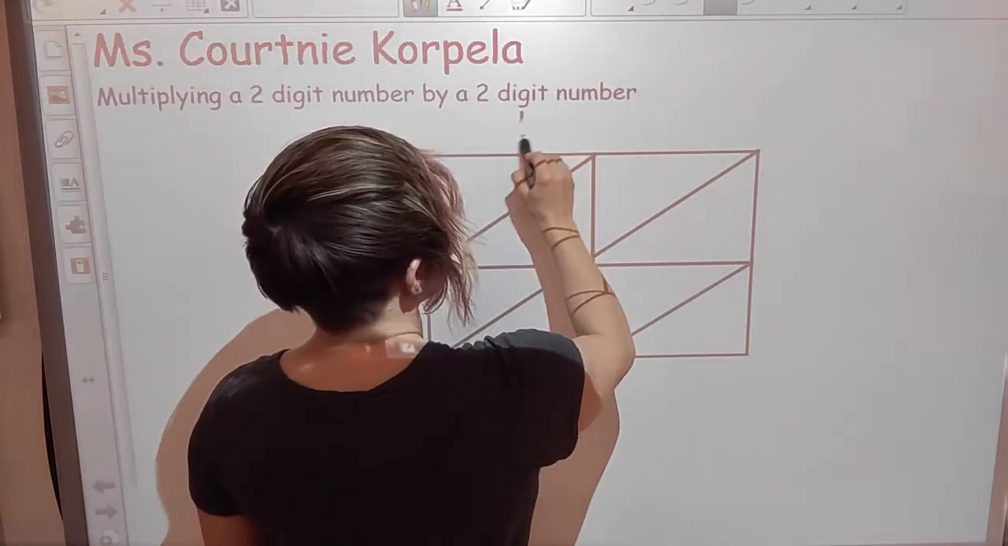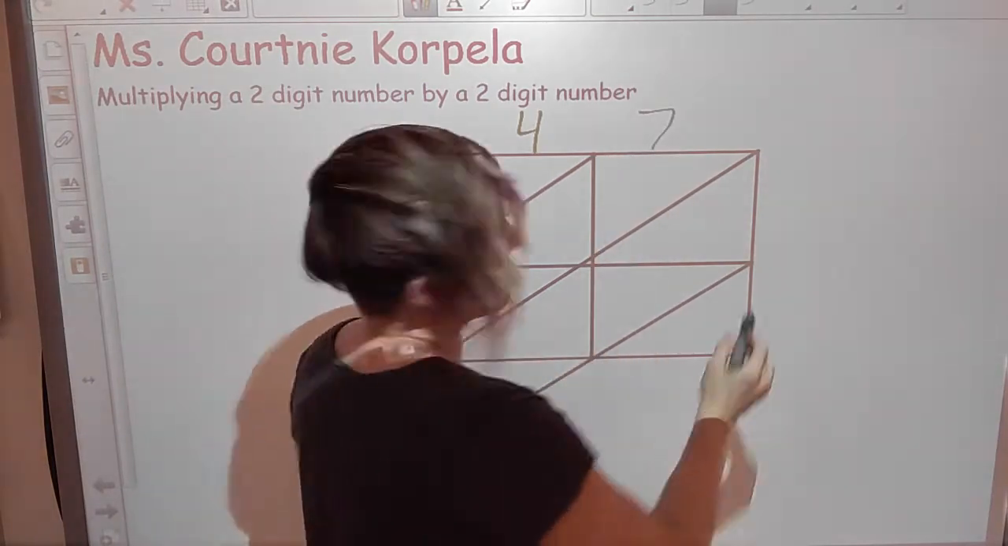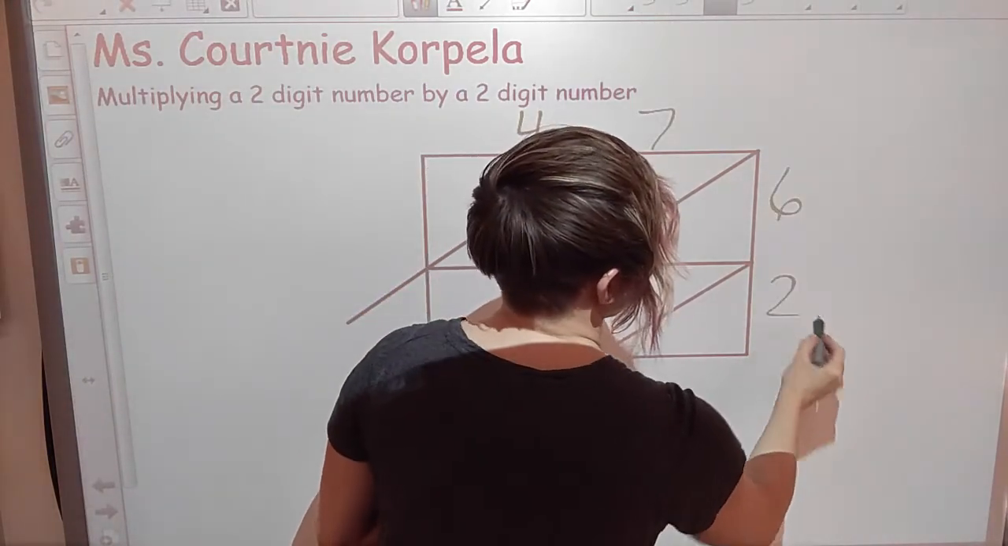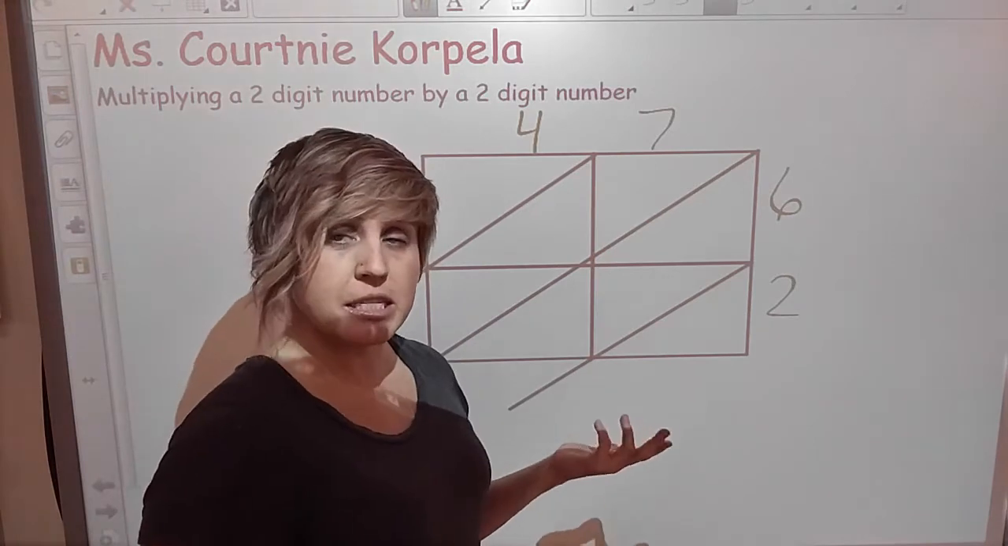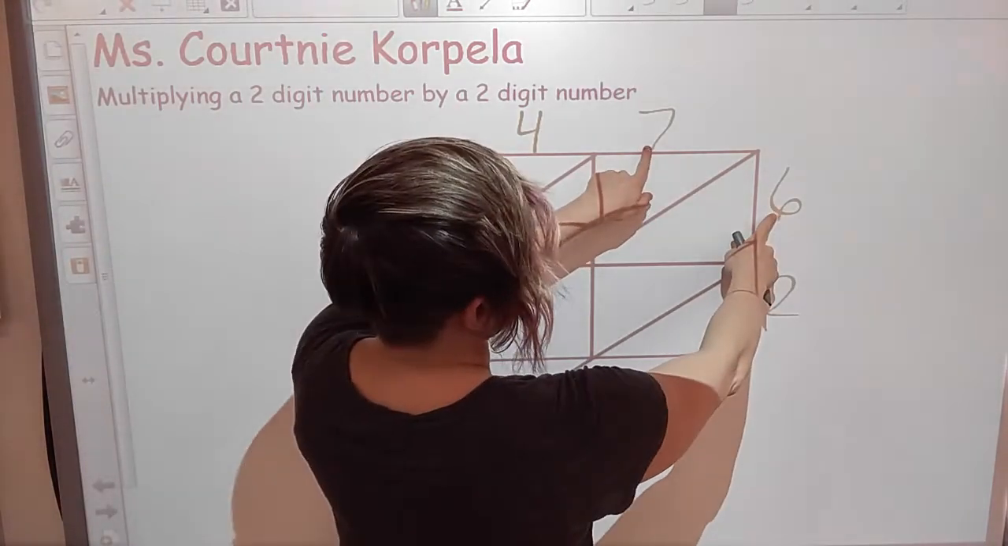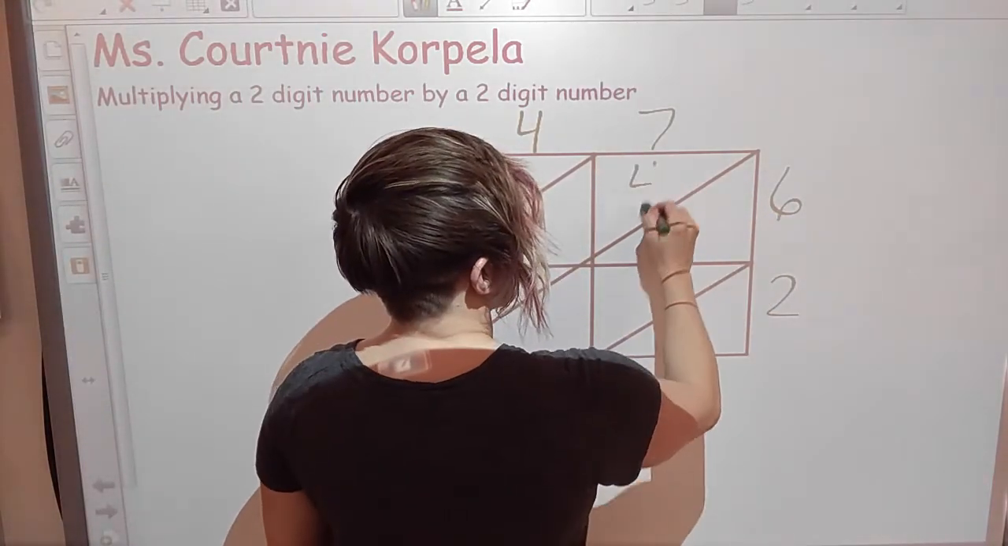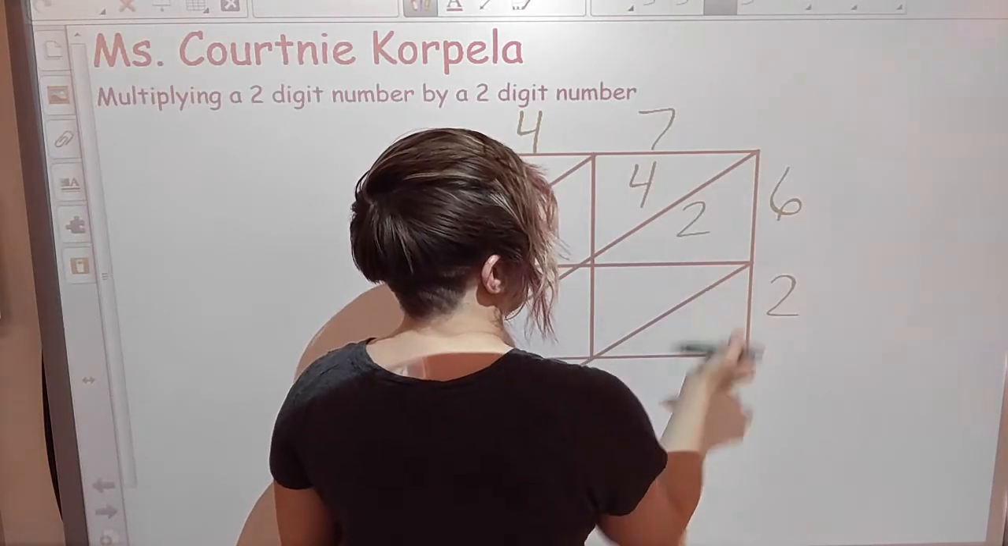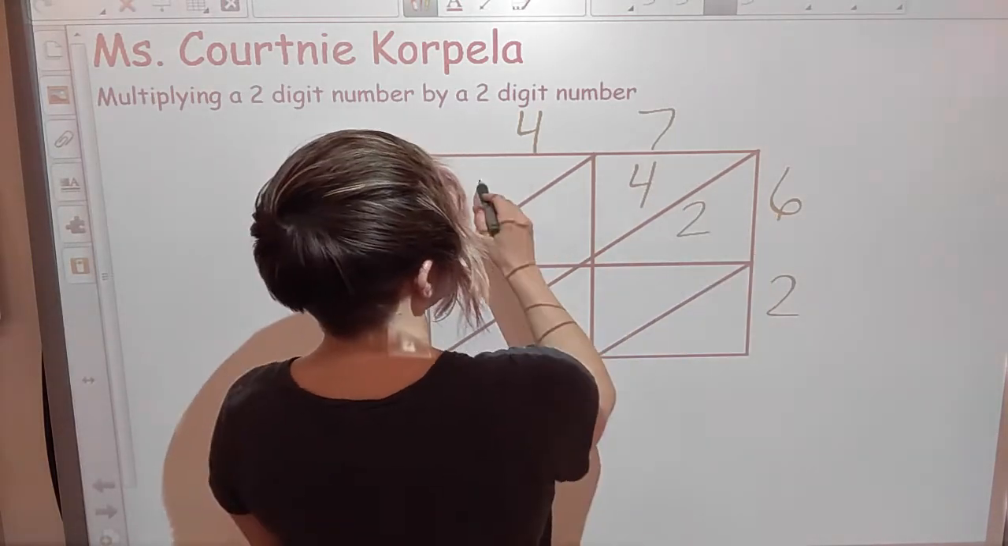Again, I had 47 times 62. I start multiplying it out just like it's a multiplication grid. 7 times 6 is 42. The 10 goes in the upper half, the 1's down below. 4 times 6 is 24.